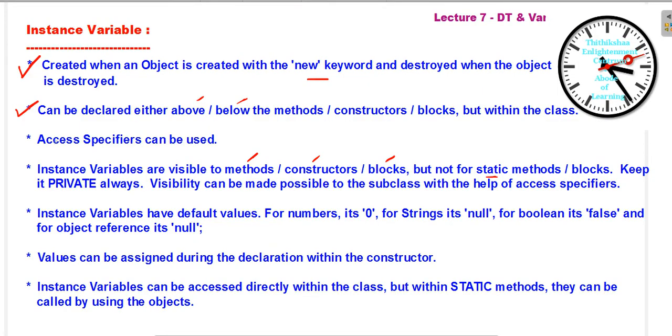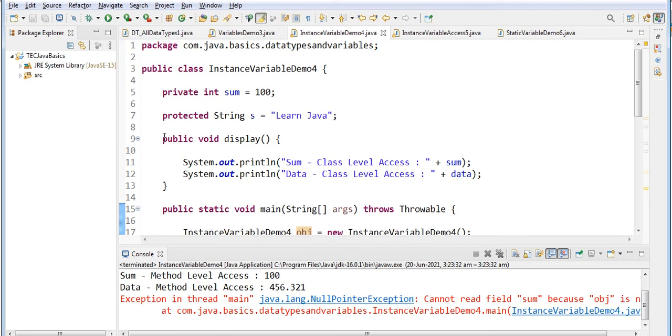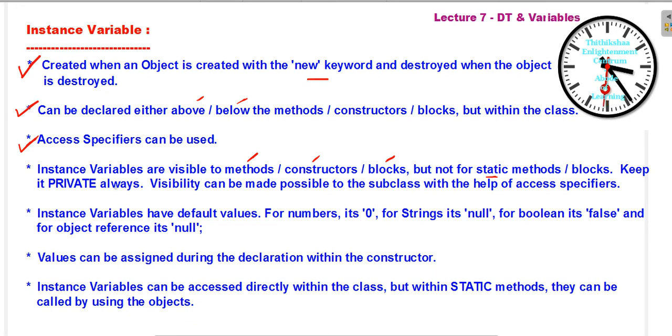Next, I told you access specifiers can be used, like private, public, default, and protected. This one I have used. See here, for one variable I have given private, and for another one I have given protected. I have asked you to keep the variables private always, so visibility can be made possible to the subclass with the help of the access specifiers.